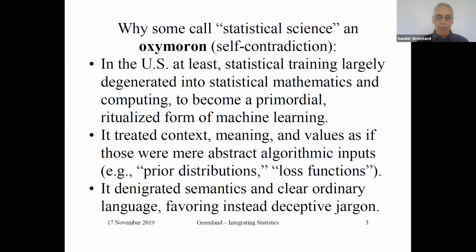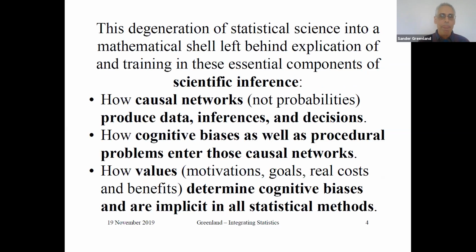This statistical science denigrated semantics, terminology, and clear ordinary language, favoring instead deceptive, almost salesman-like jargon, like significance and confidence. This degeneration of the science into a mathematical shell left behind explication and training in these essential components of scientific inference: how causal networks, not probabilities, produce data, inferences, and decisions; how cognitive biases as well as procedural problems enter into those causal networks; and how values, including personal values, motivations, goals, and real costs and benefits, determine cognitive biases and are implicit in all statistical methods, including the ones that we just saw.